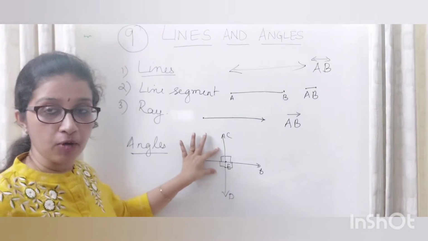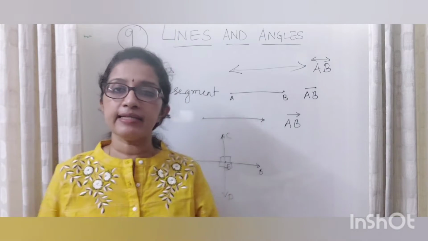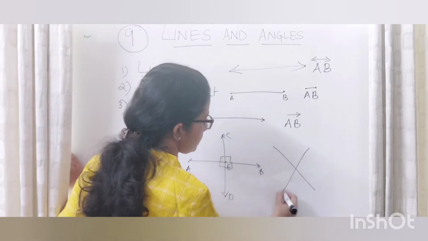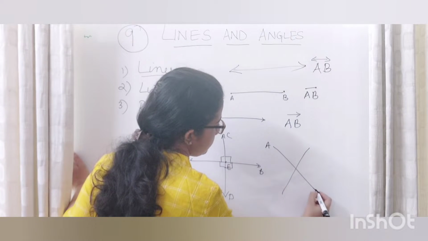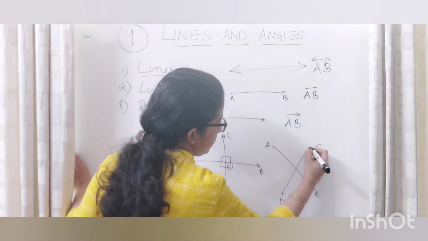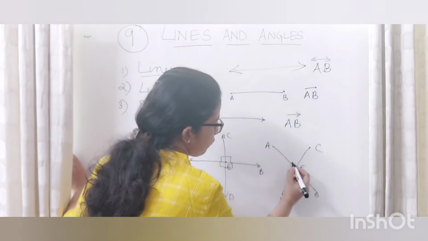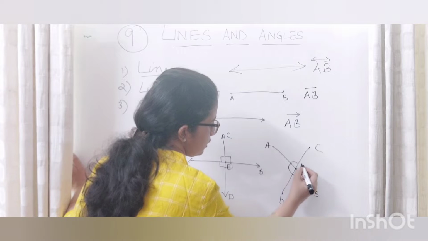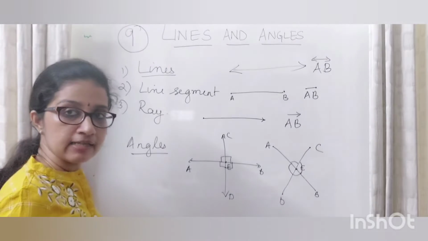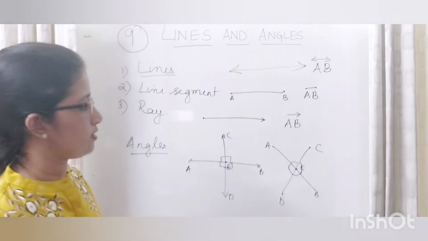So angles are formed when two lines or line segments or rays intersect at a particular point. Another example: take it this way. AB is a line segment and CD is another line segment and they intersect at the point E. Now again we have four angles, 1, 2, 3 and 4. Now are you clear about angles? Angles are formed when lines or line segments or rays intersect at a particular point.